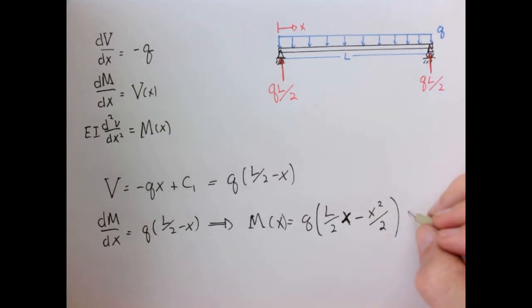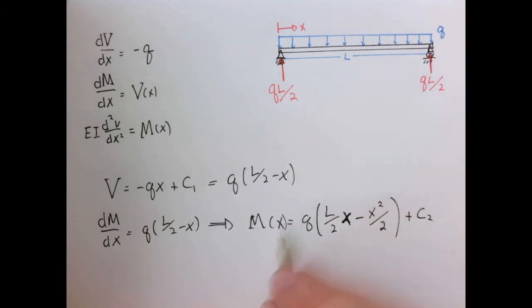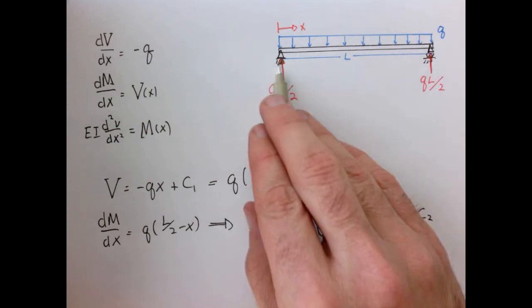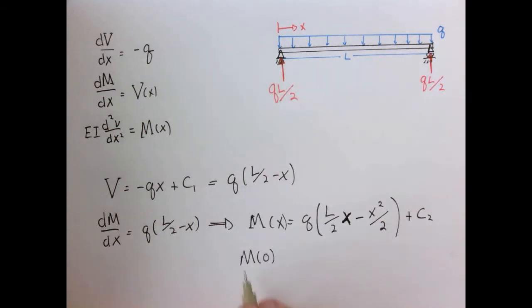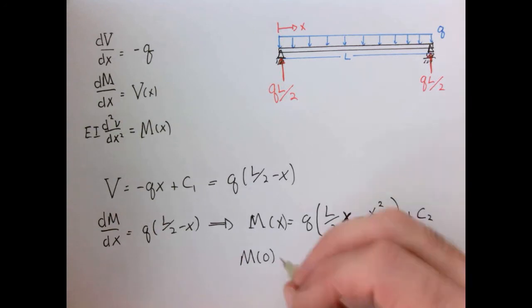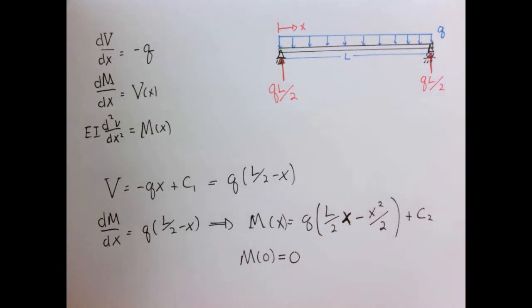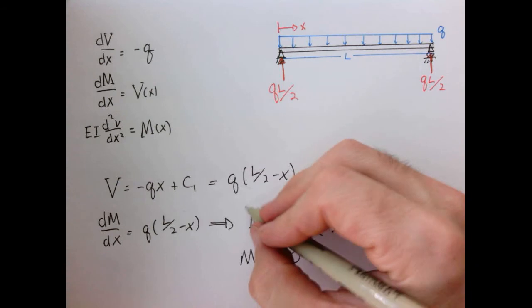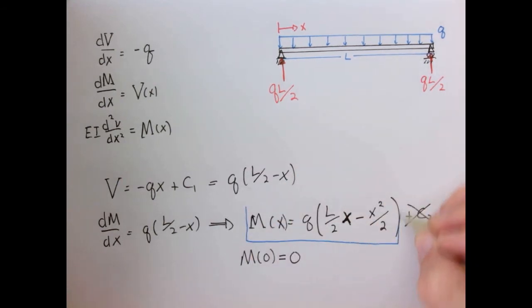And we get this expression, but with a constant C2. Now here, we have to know what our boundary condition is, so we have to apply something at either support. So we know that the value of the moment at x equals 0 is equal to 0. So when I plug x equals 0 into the expression that we just integrated, this term goes away, and all that's left is C2. So that just simply means that C2 is equal to 0. So here's our expression for the moment.